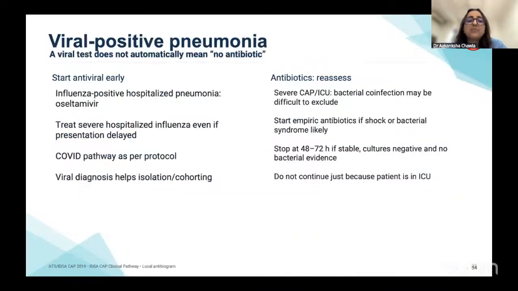Then for viral positive pneumonia or a patient who is RT-PCR positive, remember you should start your antivirals early. In patients who have a high suspicion, start them on oseltamivir. Treat a severely hospitalized influenza even if the presentation is delayed. For COVID, we follow the COVID protocol. And even in a case of viral pneumonia, start an empiric antibiotic cover because of the possibility of bacterial co-infection. You can stop the antibiotic cover at 48 to 72 hours if the patient is stable, cultures are negative, and there is no bacterial evidence.